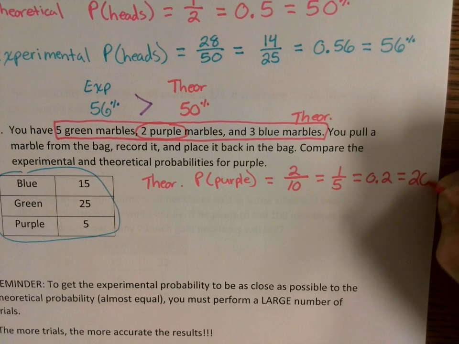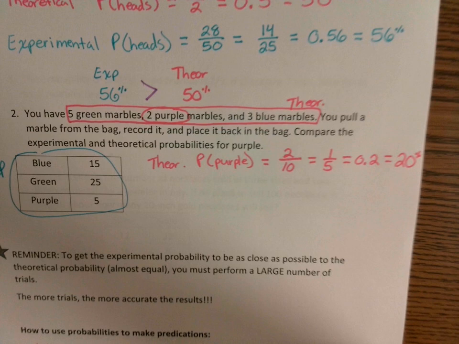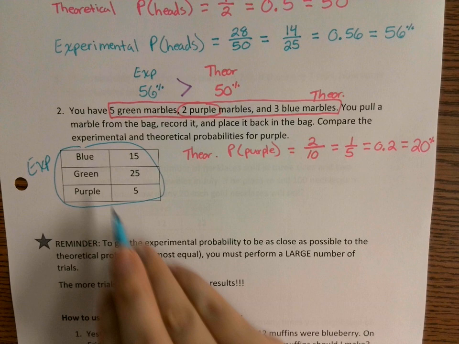Okay, now we can go on to the experimental probability, which was us physically pulling these marbles out of the bag and recording those results. How many times did we actually pull out a marble that was purple? 5 times.